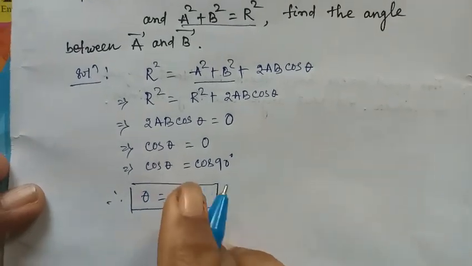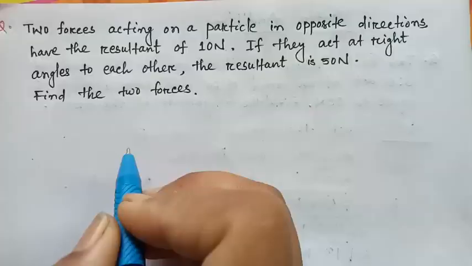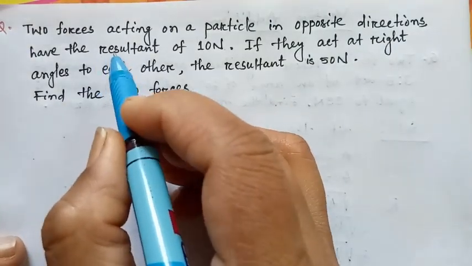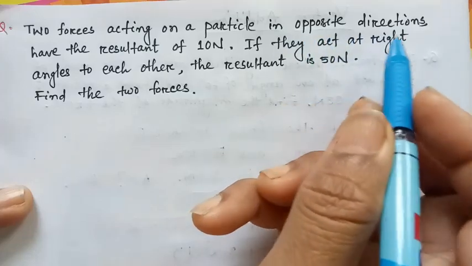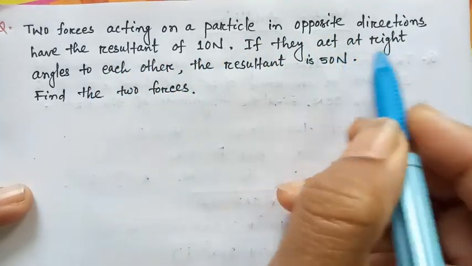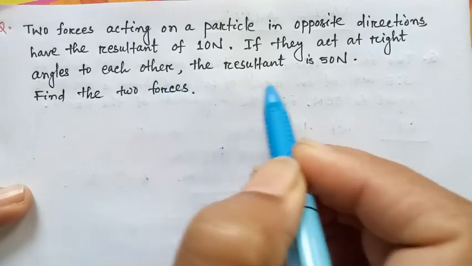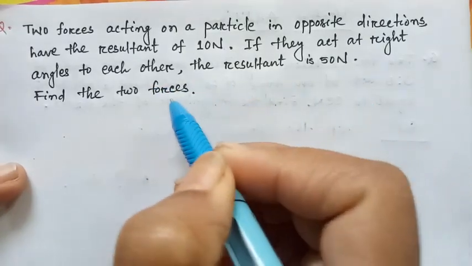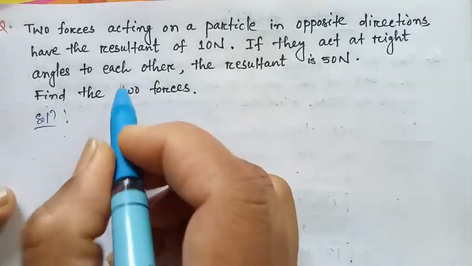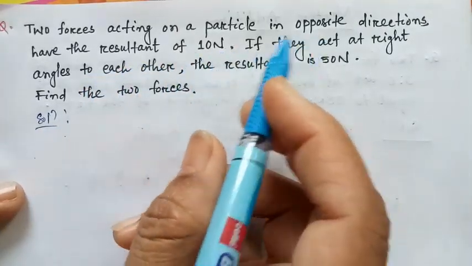Okay. Next, two forces acting on a particle in opposite directions have the resultant of 10 Newton. If they act at right angles to each other, the resultant is 50 Newton. Find the two forces. It is given two forces acting in opposite directions.